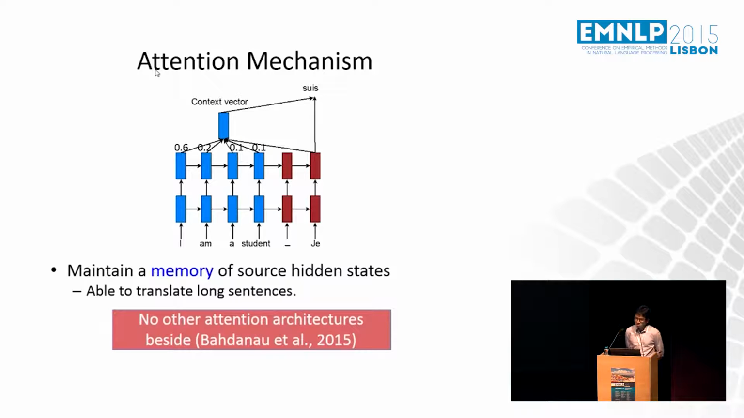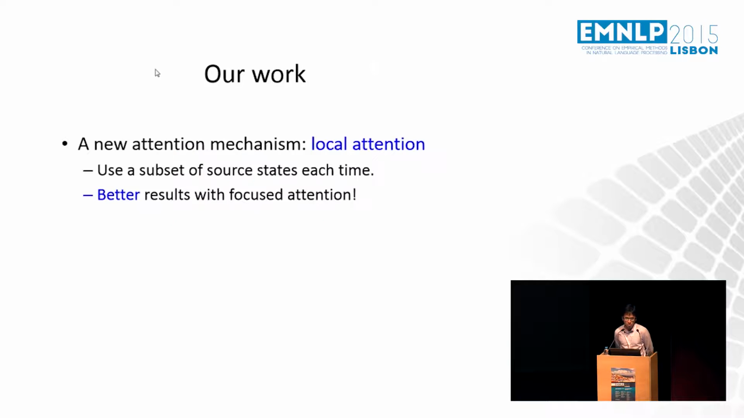However, there has not been any other attention architecture explored for machine translation except for the work by Bahdanau. So in this work, I propose a new attention mechanism, which I call local attention. The idea is that we want to have focused attention. We don't want to just look at the entire set of source hidden states. At this time, we only want to look at a small subset of hidden states. And we actually show that it gets better results.